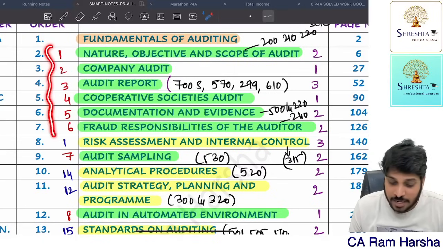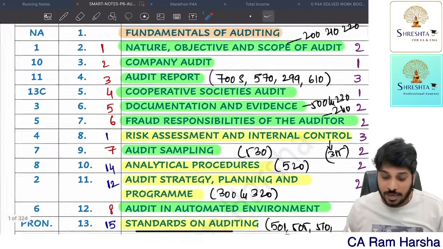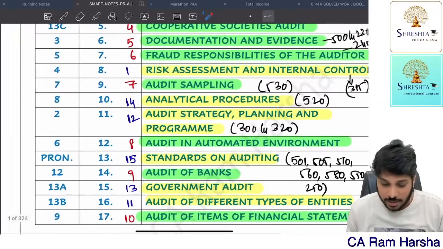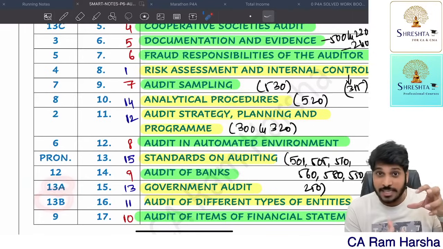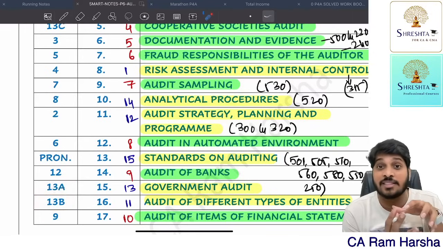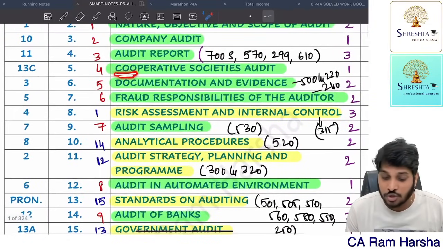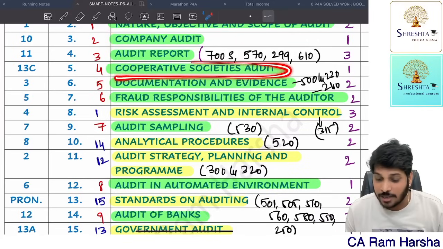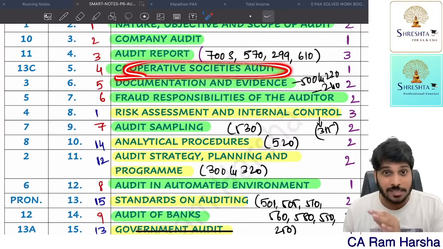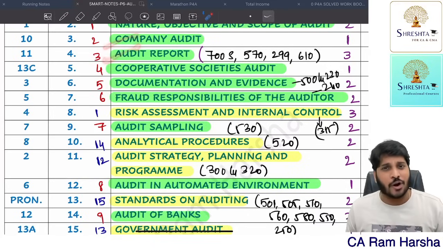You see, I have given numbers here. Then society's audit. Immediately after company audit and audit report, you should read society's audit. Actually, society's audit, government audit, and different types of entities like hotel and hospital, all these 3 topics are put together in one chapter in the ICAI book. But in my book, society's audit is something you should read immediately after the audit report topic. Why? Because the provisions you are going to read in society's audit are almost similar to company audit and audit report.